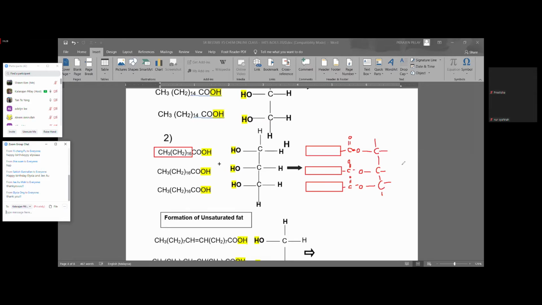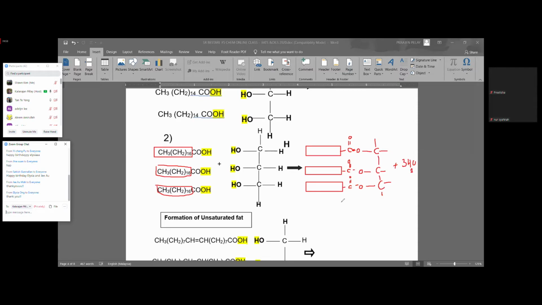Then don't forget your 3H2O, because H and OH becomes H2O, that's 3 times, okay, 3H2O. So you understand? This is one molecule of glycerol reacting with 3 molecules of fatty acid. This is another molecule of fatty acid. This one is another rectangle I put. This one another rectangle here. That's how I told you, rectangle.